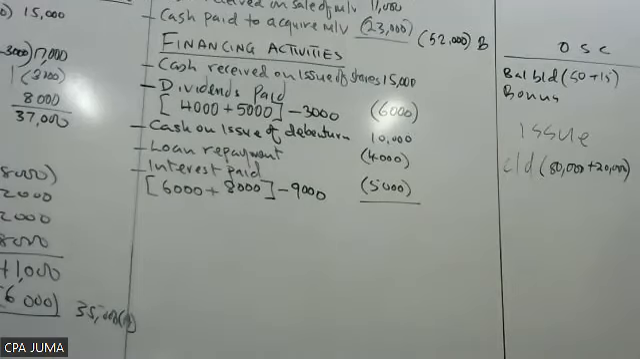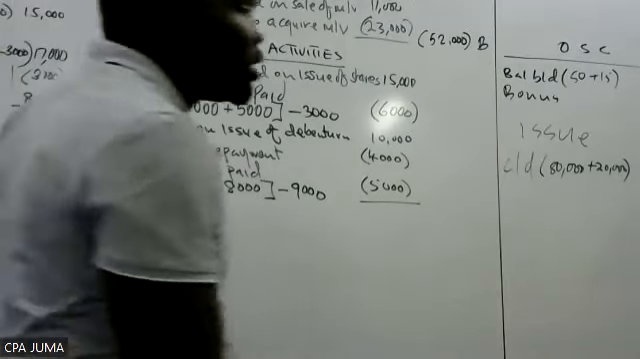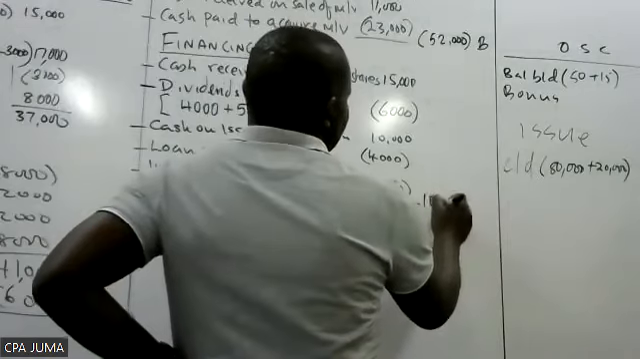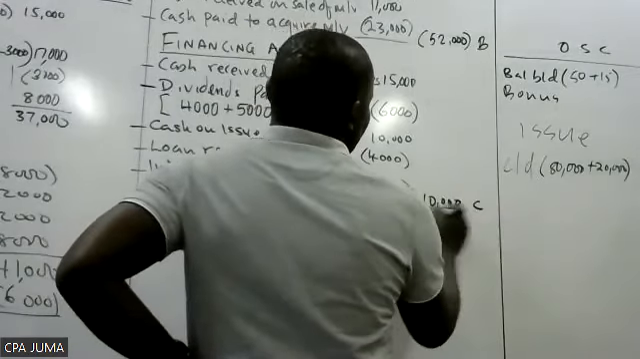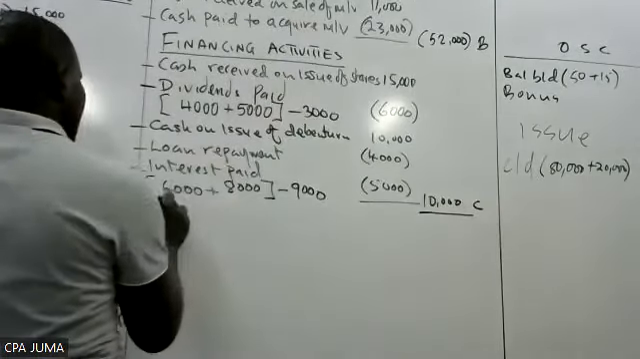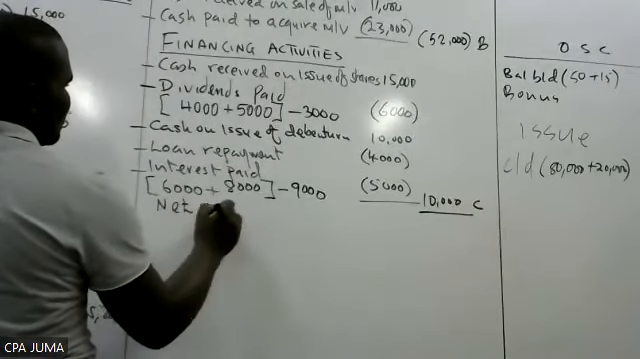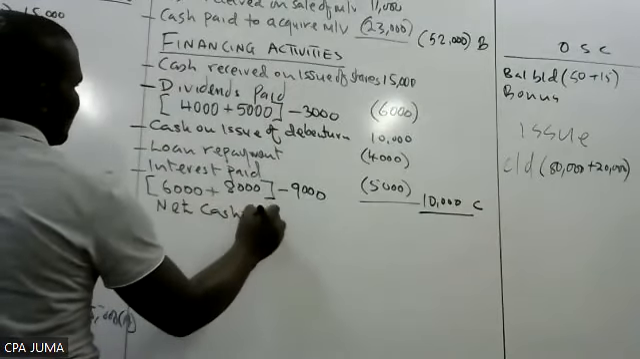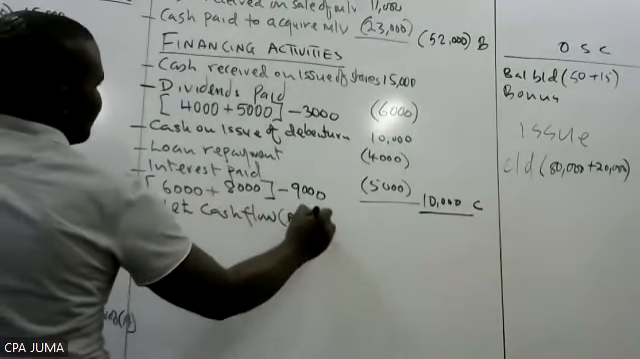How much? Positive 10. Call it C. Give me the net cash flow. A plus B plus C.